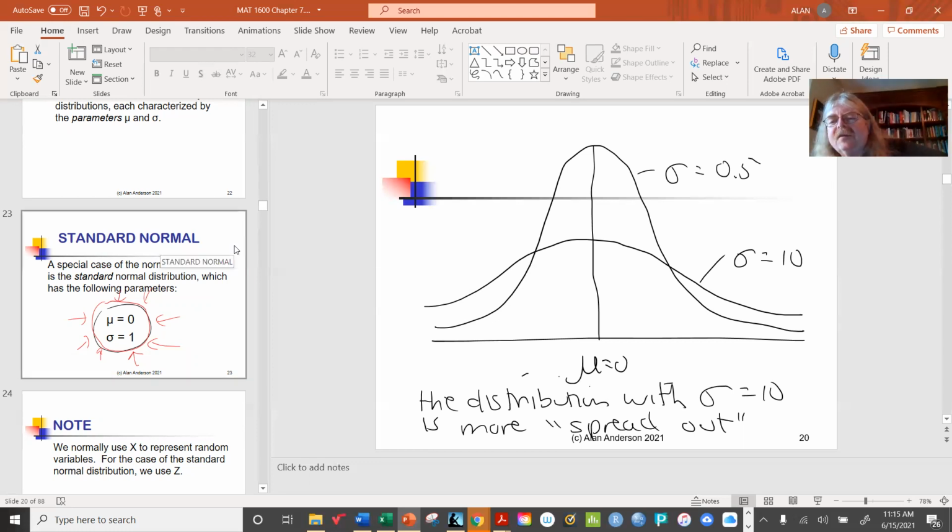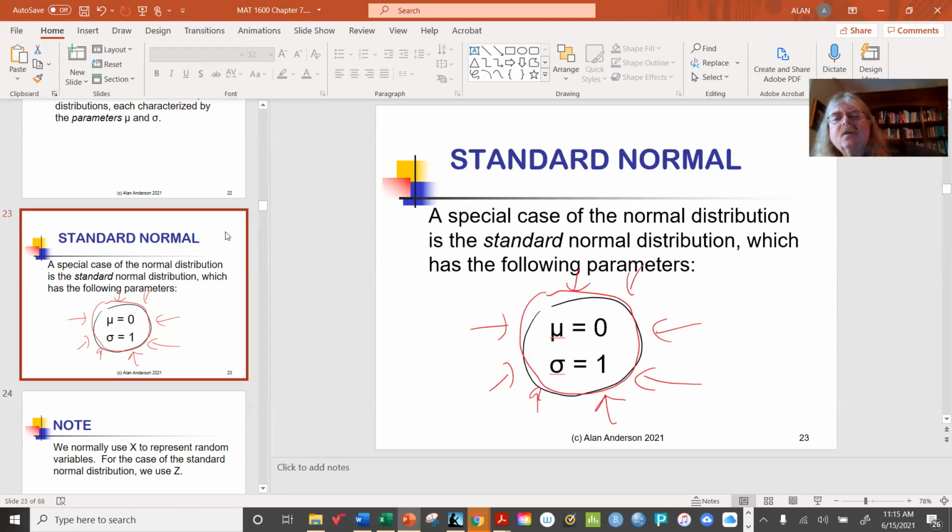Of all the infinite number of normal distributions, the one that stands out above the rest as being the most important is given the special name standard normal. And what makes it special, and really it's for convenience more than anything else, is that the mean is 0 and the standard deviation is 1. Now I put these little red arrows here just to make sure you don't forget this. This is very important. So when you hear the word standard normal, you immediately understand that that means the normal distribution with a mean of 0 and a standard deviation of 1.